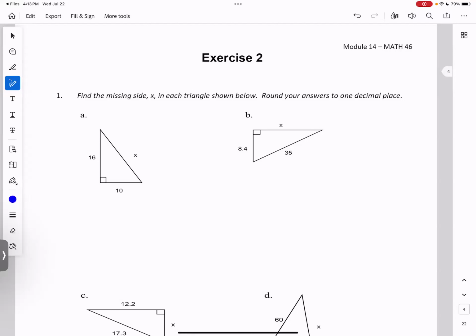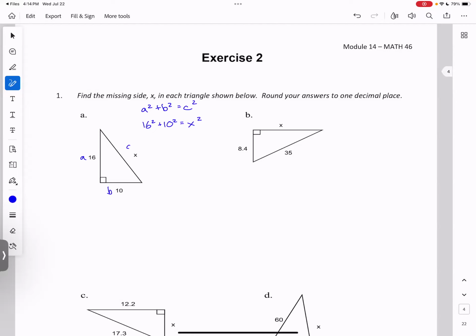Okay, let's do some practice of Pythagorean theorem. So we're asked to find side length x here. And if you want, sometimes it can be helpful to label these as a, b, c. So remember, c is always the hypotenuse. And so we know a squared plus b squared equals c squared. So in this example, then 16 squared plus 10 squared equals our x squared.